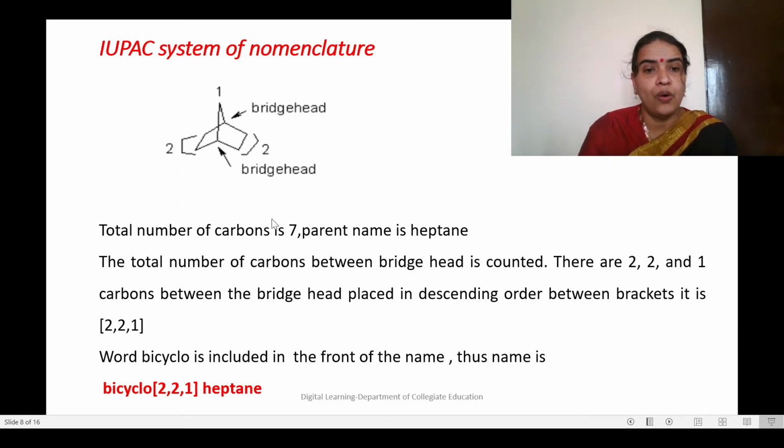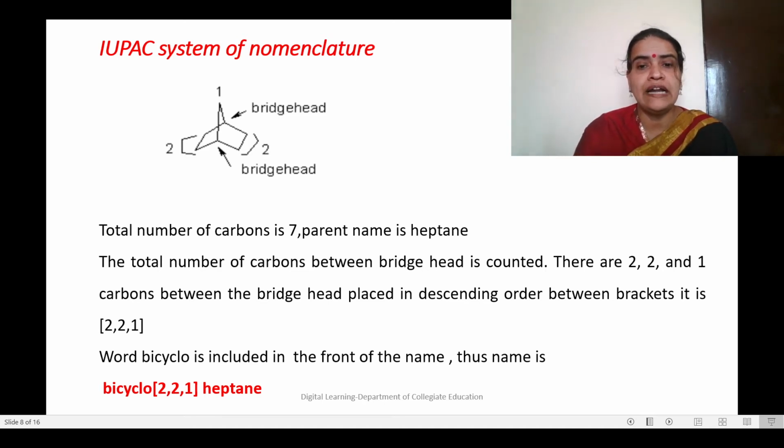Here, how many carbon atoms are there altogether? We'll count. Now here 1, 2, 3, 4, 5, 6, 7. Again 1, 2, 3, 4, 5, 6, 7. So 7 carbon atoms are there altogether in norbornane. So 7 stands for the term hept. So the corresponding alkane is heptane.